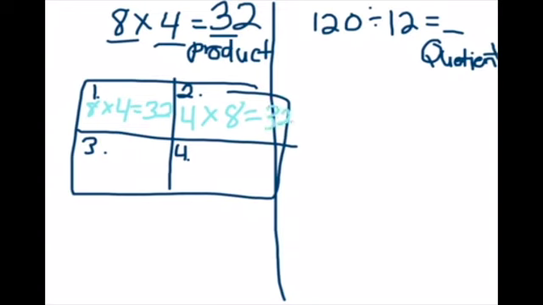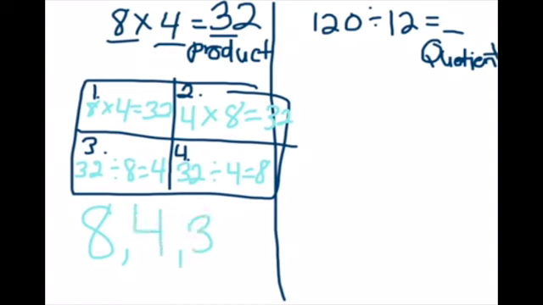Nice job. What would be a way we could write that division problem? Starting with our big number, 32, we could divide it by 8 equals 4. Or, starting with 32, you could divide it by 4 equals 8. So that's our fact family for 8 times 4 equals 32. Or for the fact family 8, 4, 32, right? Those are our numbers in common. So for the next one, we have 120 divided by 12 equals blank. You should have gotten that it equals 10.